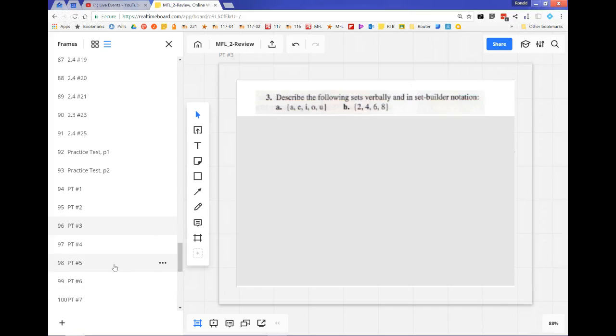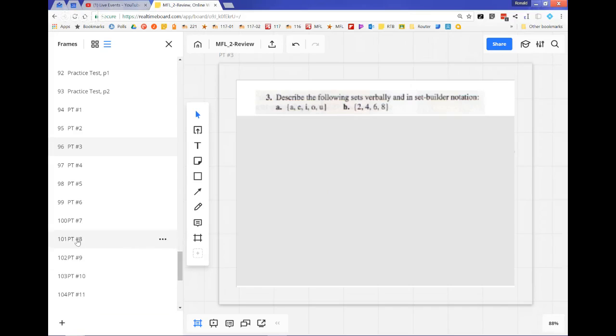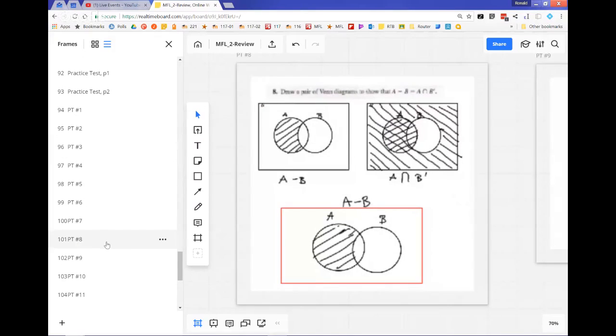I have a question about Venn diagrams. In number 8, we have to draw a Venn diagram. If you only have 2 sets and you're drawing a Venn diagram, do they always overlap? Yes, unless it specifically tells you that they don't. They should be partially overlapping. Okay.